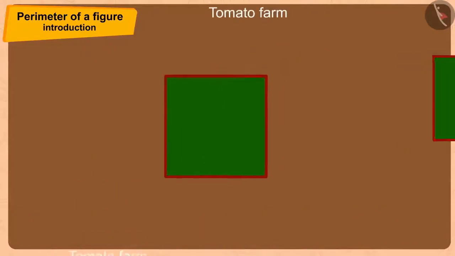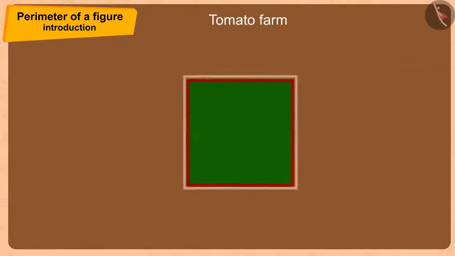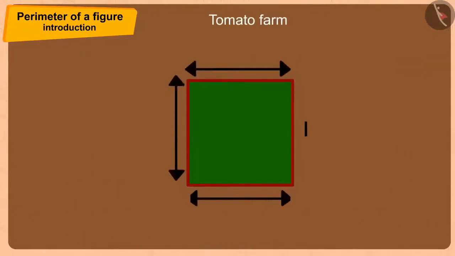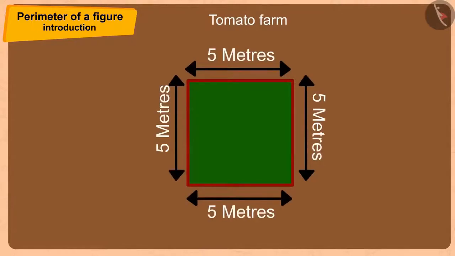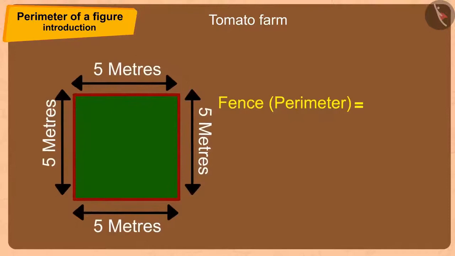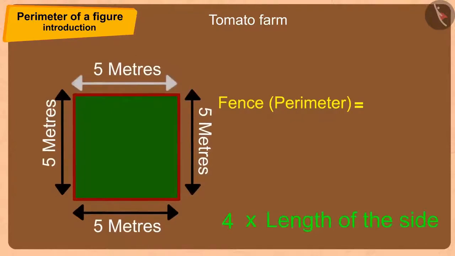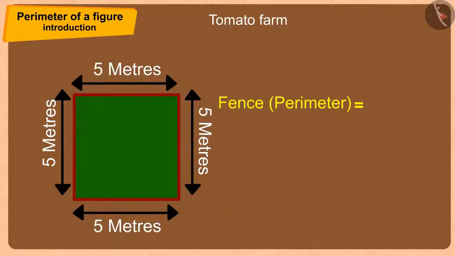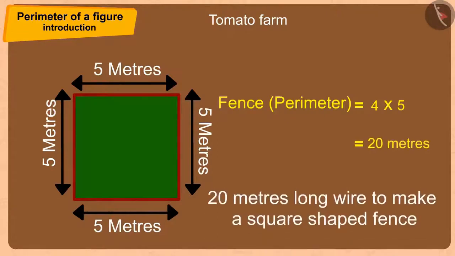Tomatoes are cultivated in a square-sized area, with each side being 5 meters in length. And because all the sides of the square are of equal length, the perimeter of a square-shaped fence will be 4 times the length of the side. In this way, Bhola used 4 times 5 or 20 meters long wire to make a square-shaped fence.